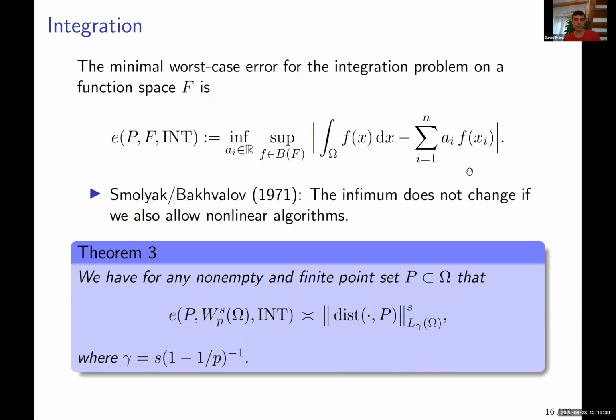Okay, and actually for these bases, we have the same result as for L1 approximation. So the minimal worst case error for the given point set is given by the L gamma norm of the distance functions to the power of S, up to constants. And gamma is the same as for L1 approximation. So integration is as hard as L1 approximation.